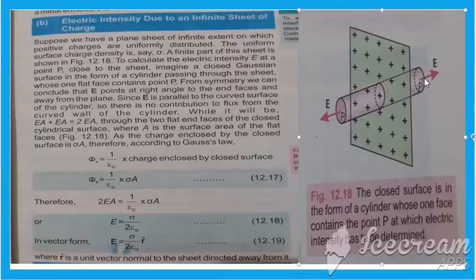You can also see that the direction of the electric field vector is away from this sheet of charge, and it is parallel to the flat end faces.